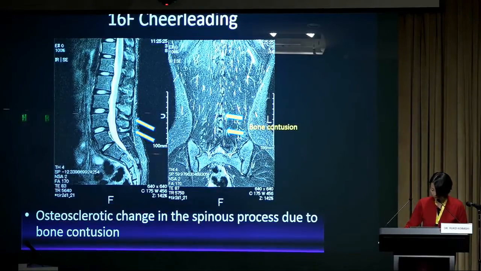This patient is a cheerleading girl. Her MRI shows the same finding as the former patient. Her interspinous ligaments show high signal intensity. In addition, her spinous process shows low signal intensity, suggestive of osteosclerosis. It's due to chronic contact between adjacent spinous processes.